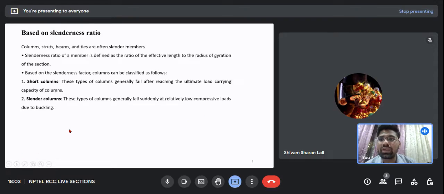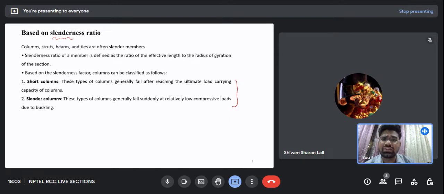Now let's look at the classification of columns based upon the slenderness ratio. Both of these classifications will help us to identify how we should design our column. In the first case, we had the type of load. In the second, we have the slenderness of the column. Based upon the slenderness, we can classify the column into two types: firstly the short column, and secondly the slender column.